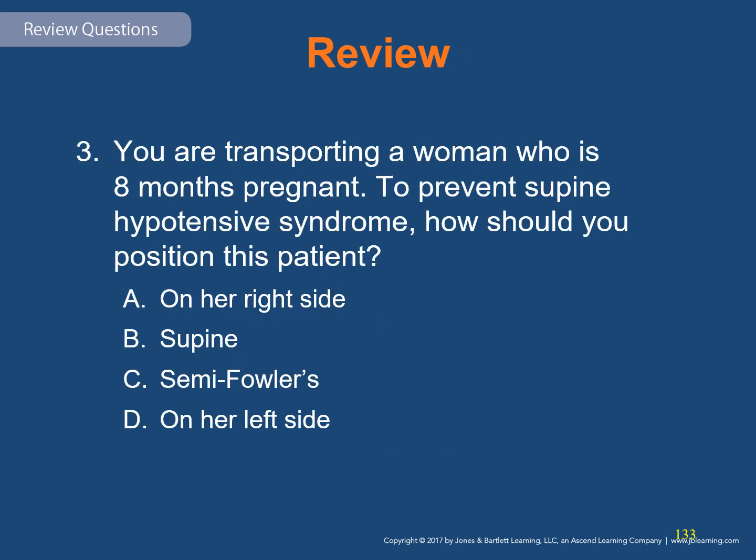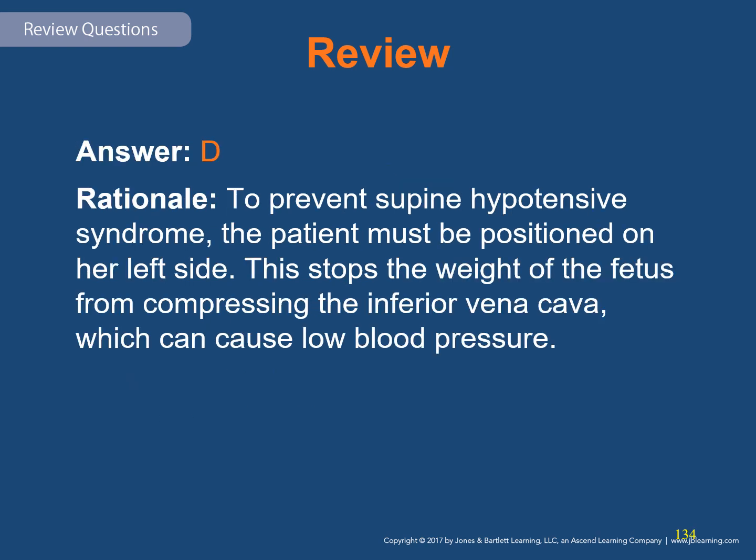Review question 3. You are transporting a woman who is 8 months pregnant. To prevent supine hypotensive syndrome, you should have positioned this patient: A. on her right side, B. supine, C. semi-Fowler's, or D. on her left side. The correct answer is D. To prevent supine hypotensive syndrome, the patient must be positioned on her left side. This stops the weight of the fetus from compressing the inferior vena cava, which can cause low blood pressure.